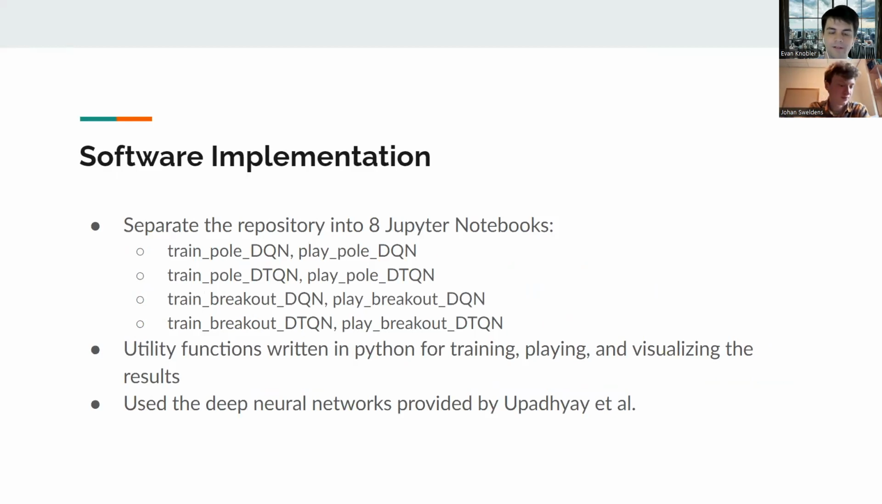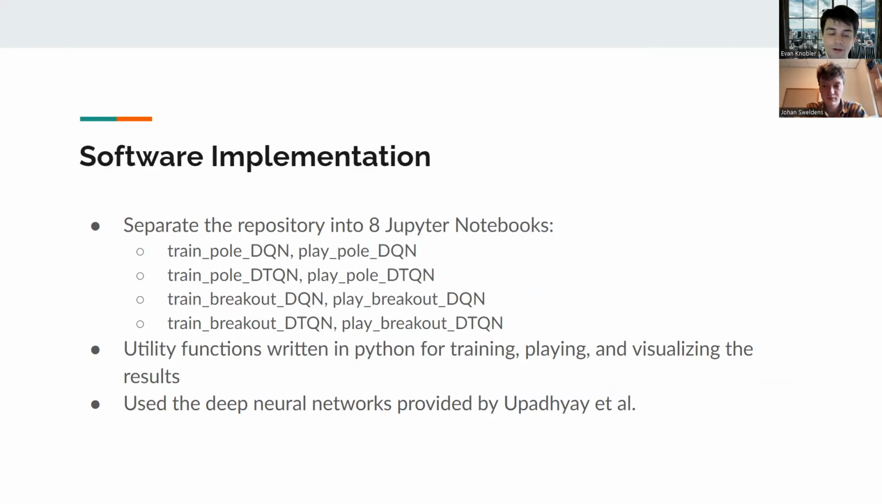To keep track of our code, we set up a repository that we both had access to. This repository was organized into 8 Jupyter notebooks, separated as follows. We had 2 games: the CartPole game and the Breakout game. We had 2 networks that we wanted to train for each of these games: the DQN and the DTQN. And for each of these, we also wanted to create a notebook for training and a notebook for playing. So this was 8 notebooks in total.